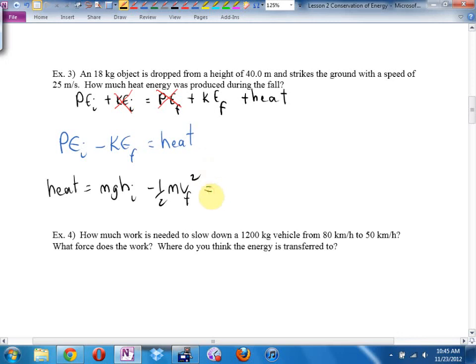M, 18. 18 kilograms, about my little cannonball there. G, 9.8. H, 40, minus a half, 18 times 25 squared. How many joules of heat was produced during the fall?